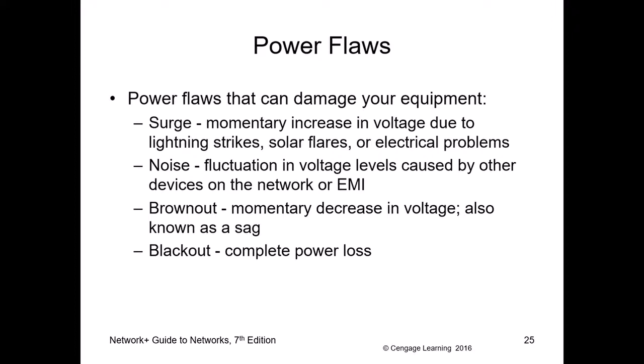Noise is another thing you should be aware of. Write these down, by the way, all of them. Noise is fluctuation in voltage levels. From your wall outlet, you get between 110 to 120, and sometimes they go up and down. So you got to be aware of that, and that can create electromagnetic interference.